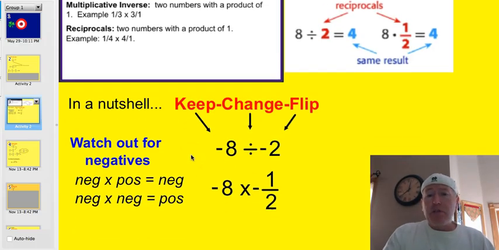So in a nutshell, keep, change, flip. Here's the problem: we've got negative 8 divided by a negative 2. Instead of doing that, we'll just multiply negative 8 times a negative 1/2, just like they did up in this example here. When you do that, you're going to have a negative times a negative, so you will have a positive answer. So keep, change, flip, and then watch out for the negatives. Those are your tips for the evening.